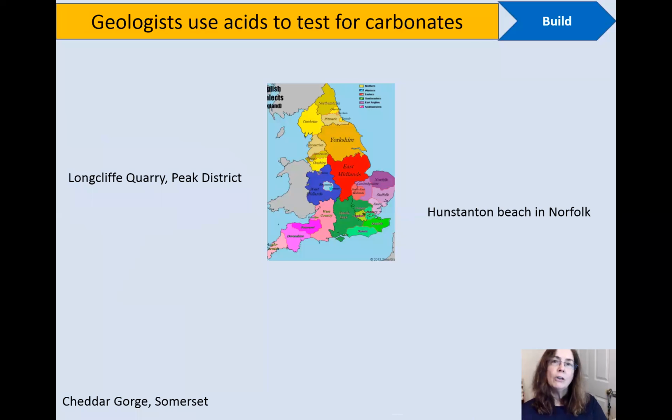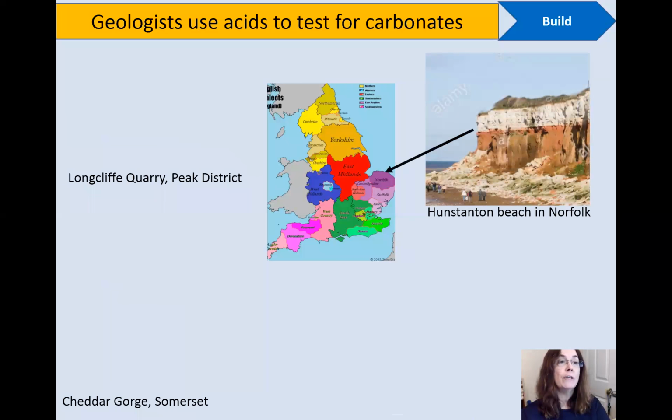Okay, so geologists use the idea that acids react with carbonates, and if they want to test some rocks to see if they contain carbonate compounds, they add acid to them. So where do they find these rocks? Well, here's a picture of the UK, and first of all, Hunstanton Beach in Norfolk. You can see where the arrow is pointing to this purple area here in Norfolk. This is Hunstanton Beach, and you can see this white band of limestone, calcium carbonate.